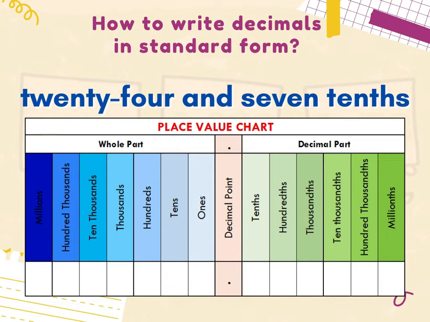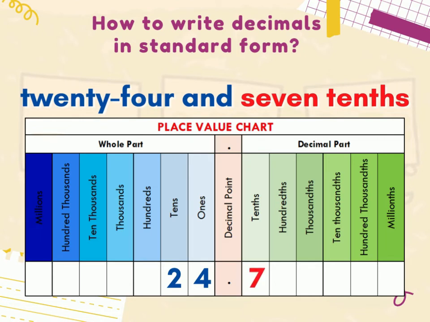When writing a decimal number, always look for the word "and". This will be our separator for the whole number and the decimal part. "And" represents the decimal point. 24 is our whole number, while the 7/10 is our decimal part. So we place 24 in the whole number, 4 under the ones place, while 2 is under the tens place. Then, on the right of the decimal point, we write 7, which is under the tenths place.